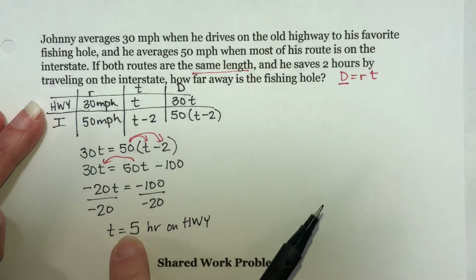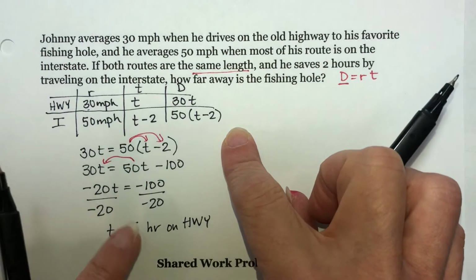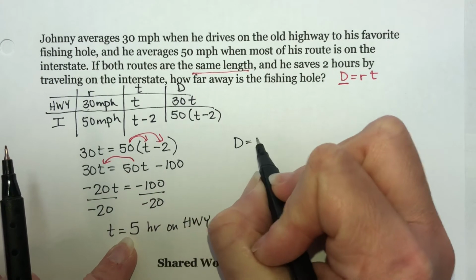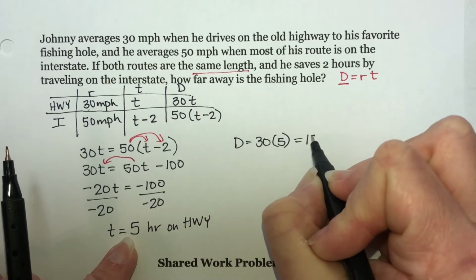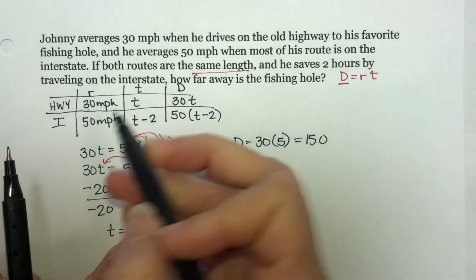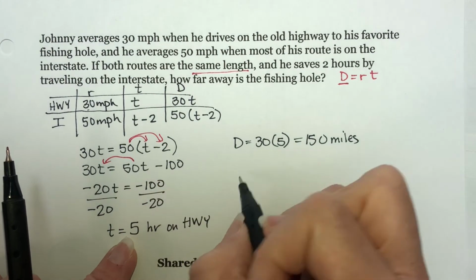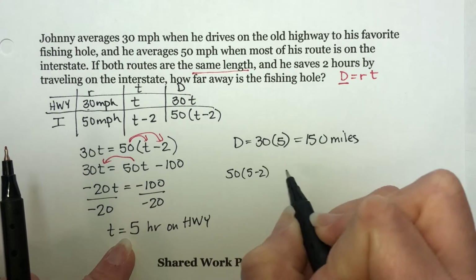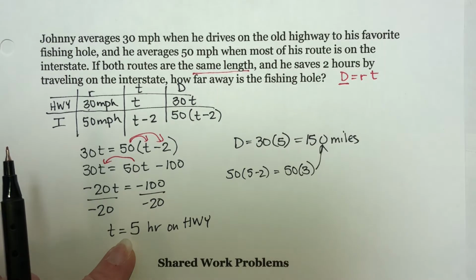I need to take this 5 hours and plug it into one of these two, and it really should not matter which one. I'm going to take this and plug it in here. The distance traveled is 30 times 5, which is 150. These are in miles per hour, so this is miles. And if I had done it the other way, I would have had 50 times 5 minus 2, which is 50 times 3, which is also 150.